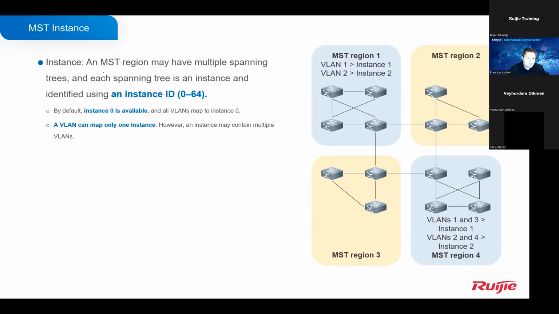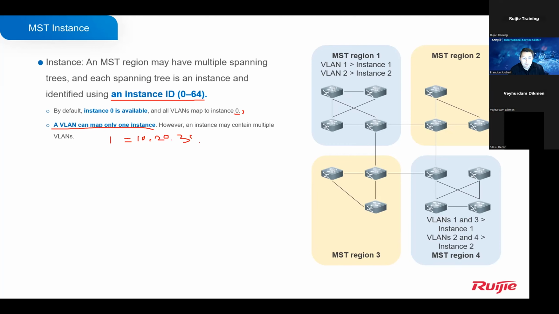Okay, so MSTP instances. A MSTP region may have multiple spanning trees, and each spanning tree is an instance and is identified using an instance number. So your default instance is instance 0, and all VLANs in MSTP are linked to instance 0 by default. You can then have from 1 to 64 instances in total. So 64 instances you can configure. What's important to note is you can have one instance, so instance 1 equals VLAN 10, 20, and 30, for example.